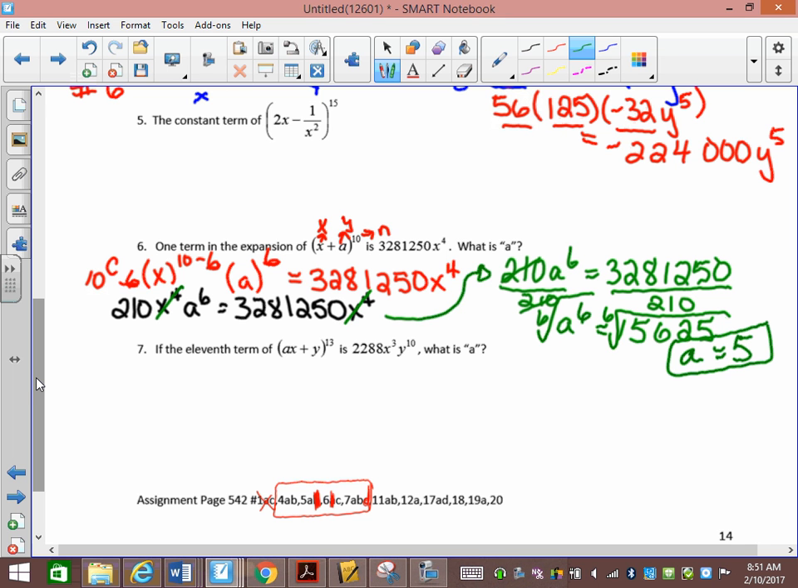Remember, you can always check these as well, right? Now you could go (x + 5) to the 10, find the term with an x to the 4, and see if you get the same term. You can walk away from these ones knowing if you're completely right or completely wrong.